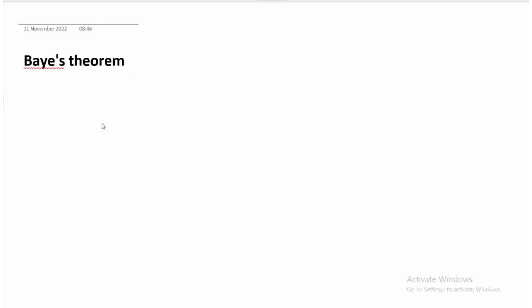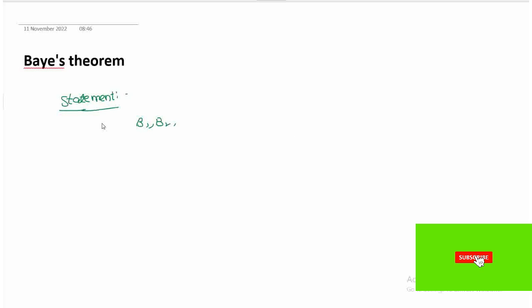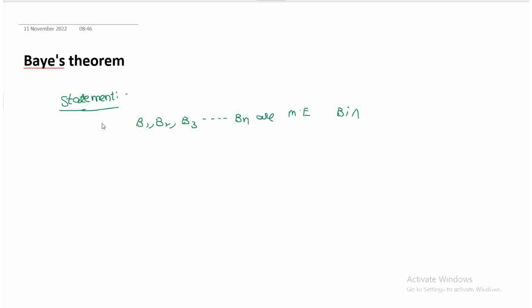Whereas in the Bayes theorem, come to the statement here. We have B1, B2, B3 and so on up to Bn as mutually exclusive events, meaning Bi intersection Bj is equal to phi, where i is not equal to j. Then all these have a feature A.